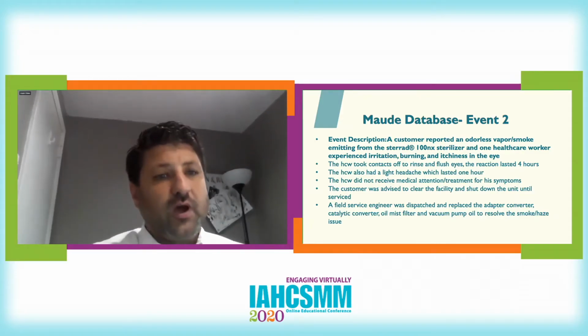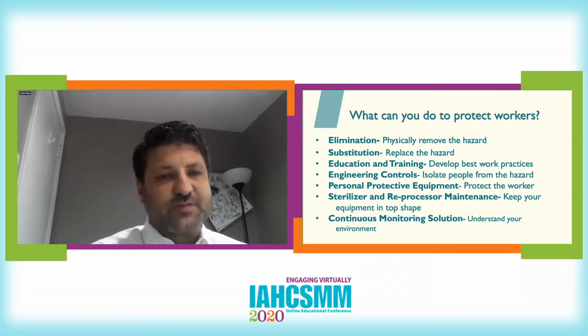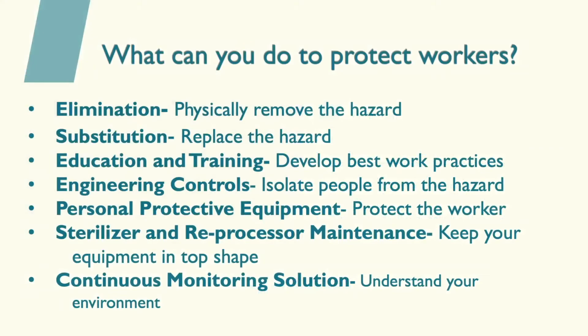So what can you do? You can eliminate, you can physically remove the hazard. Well, obviously that's not going to happen because we need these machines. You could replace the hazard. Again, you're just going to replace it with something else that's equally dangerous. So what can you really do? You can educate and train. You can use engineering controls. You can make sure people use personal protective equipment. You can make sure your sterilizer is reprocessed and maintained. And you can use continuous monitoring solutions.